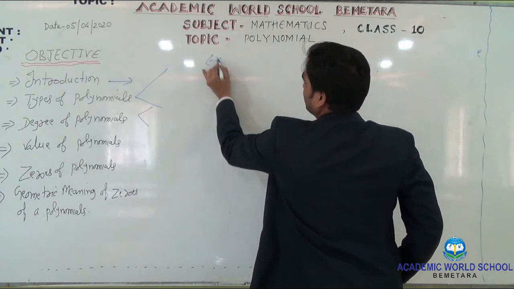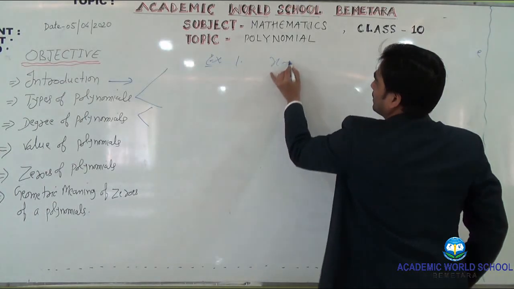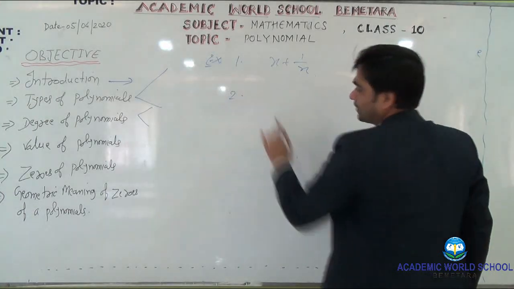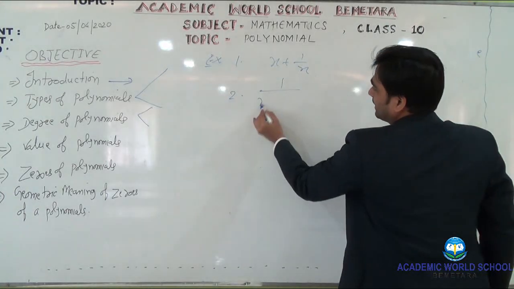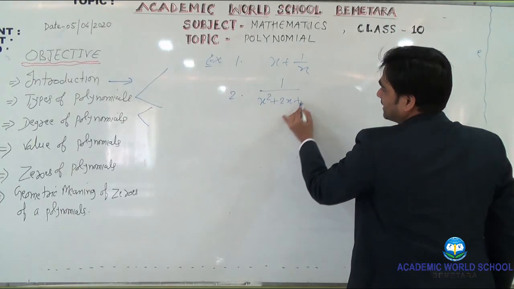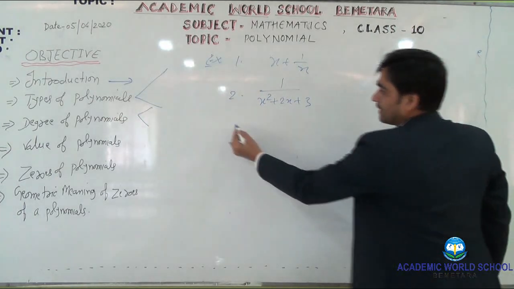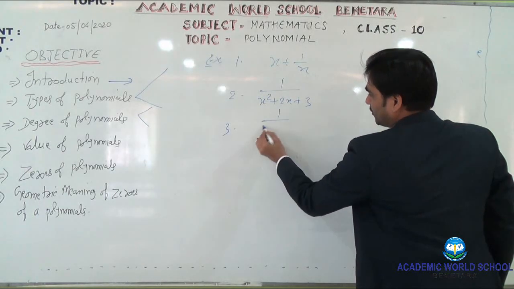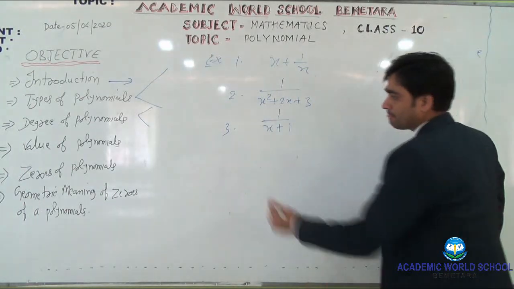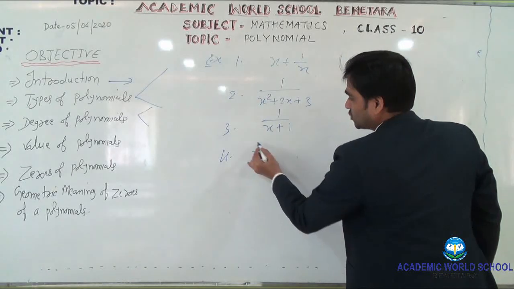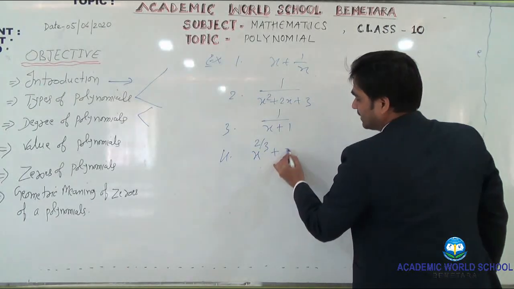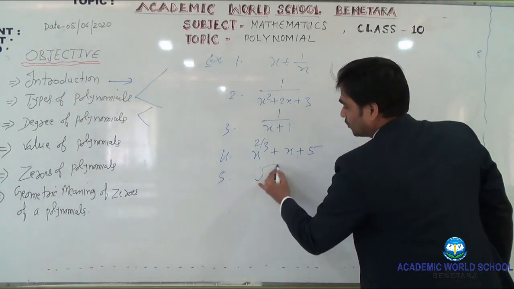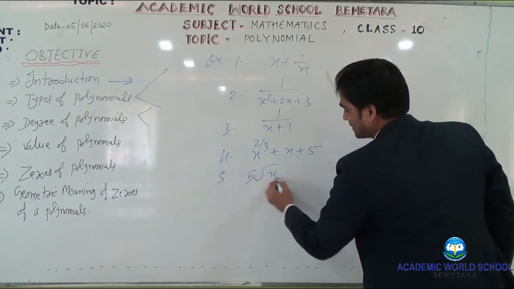Some examples. Example 1: x plus 1 upon x. Example 2: 1 upon x square plus 2x plus 3. Next, example 3: 1 upon x plus 1. Fourth: x to power 2 by 3 plus x plus 5. And one more: root of 5 root x plus 3.